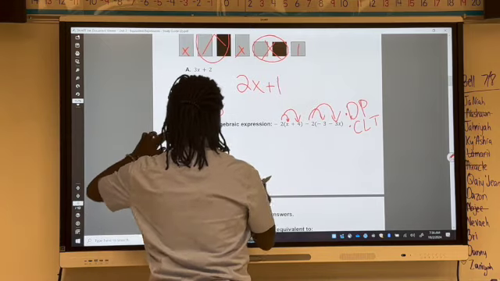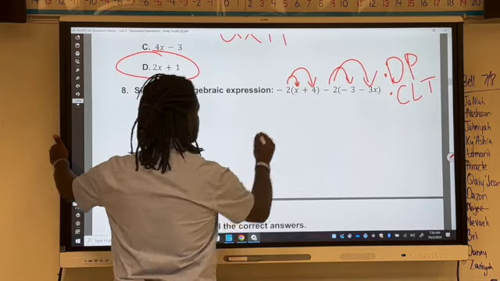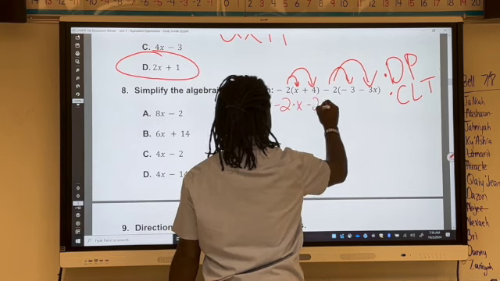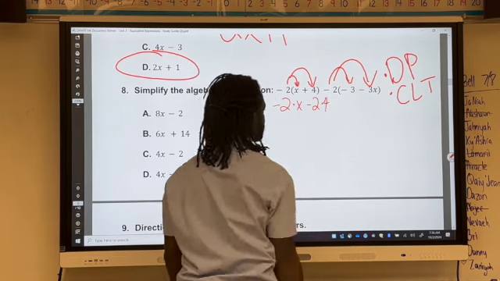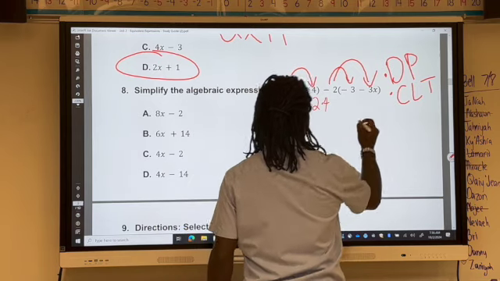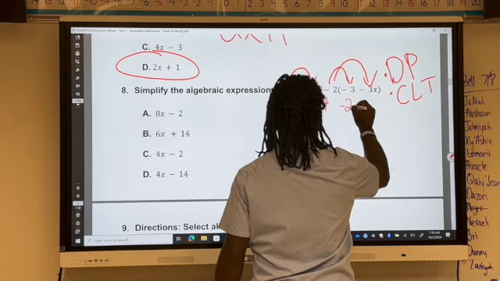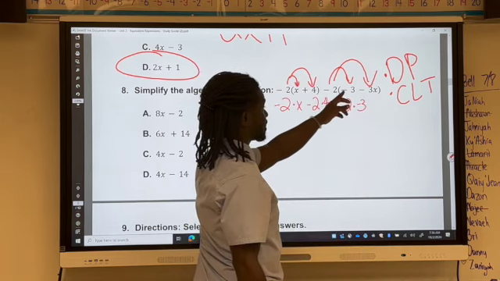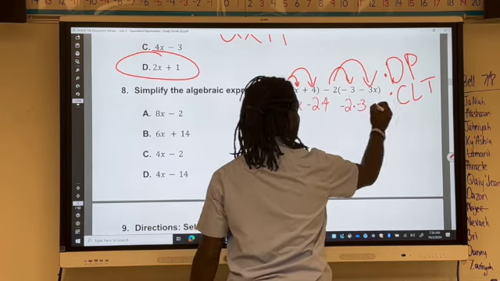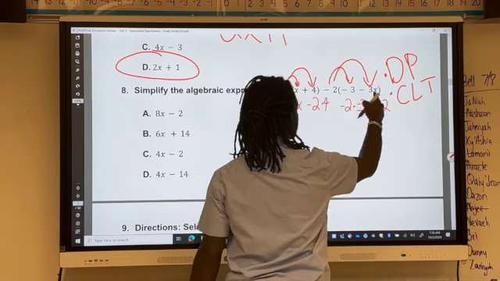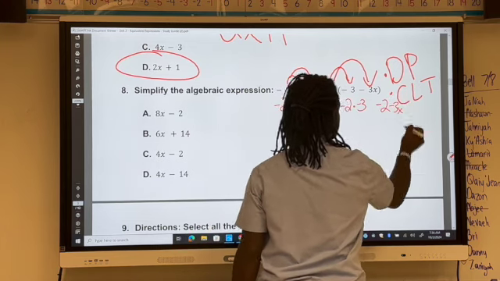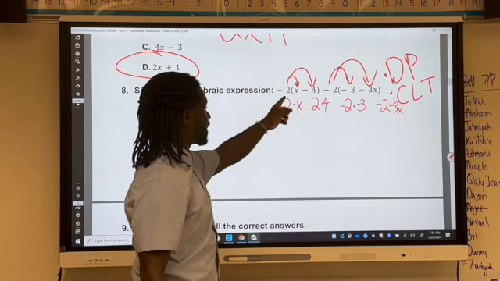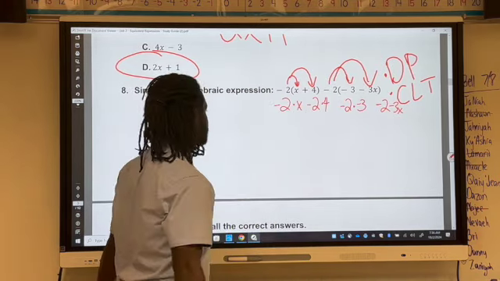I'll zoom in for this one. So we got negative 2 times x. Then we got negative 2 times 4. And then we got negative 2 times negative 3. And then we got negative 2 times negative 3x. So again, I'm just distributing. The number on the outside must be multiplied by both of the numbers on the inside.